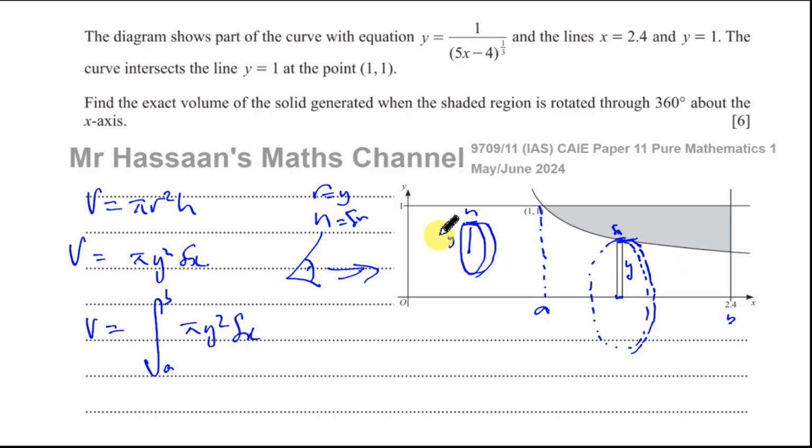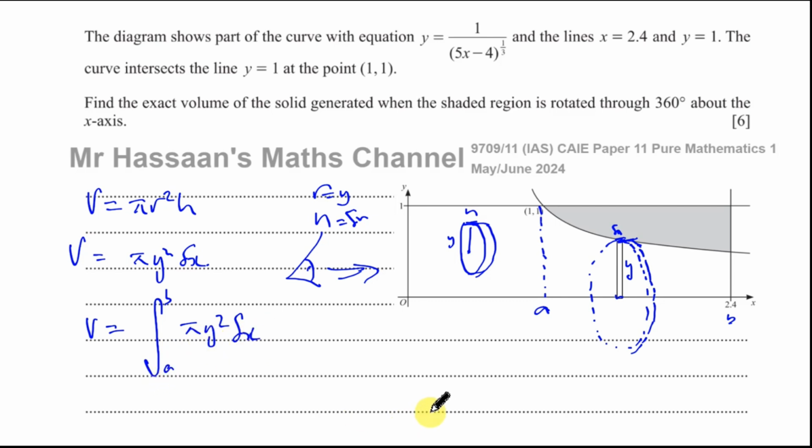If it's rotated around the x-axis, this is around the x-axis. If you rotate around the y-axis, it will be pi times x squared dy, because in that case, your x would be your radius and your dy would be your height. So pi y squared dx for something revolving around the x-axis, and pi x squared dy for something revolving around the y-axis.